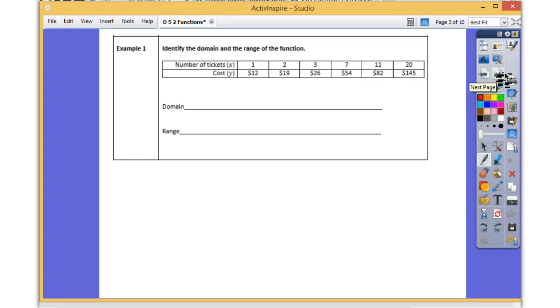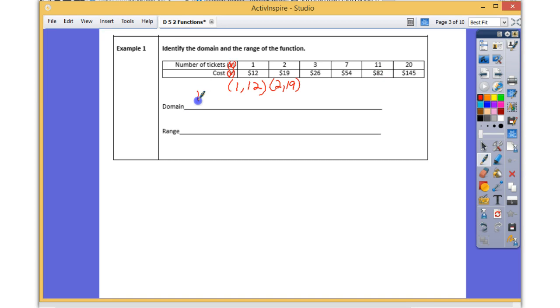All right, example 1. Identify the domain and the range of the function. They tell us that the number of tickets, this is our X, the cost is our Y. So if these were ordered pairs, it would be 1 and 12. This would be 2 and 19, and so on. For every ticket, it's 12 bucks. 2 tickets is 19, and so on. What are the domains of this information in this set of data?